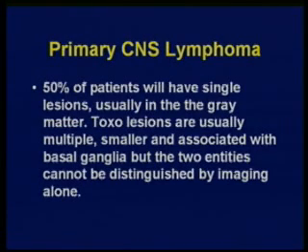50% of patients will have a single lesion, usually in the gray matter. Toxo lesions are usually multiple, smaller, and associated with the basal ganglia and in the white matter, but the two entities cannot be distinguished by imaging alone.